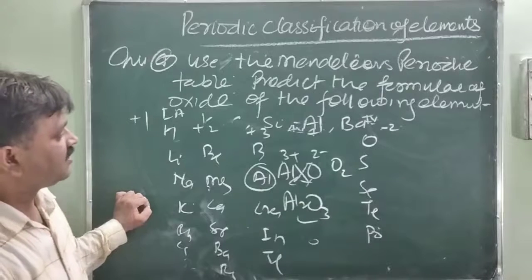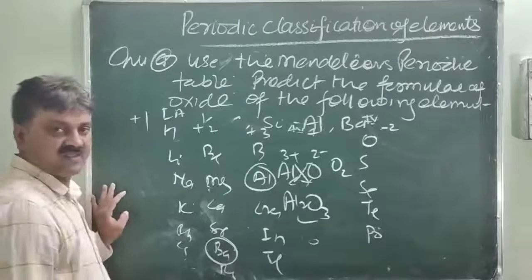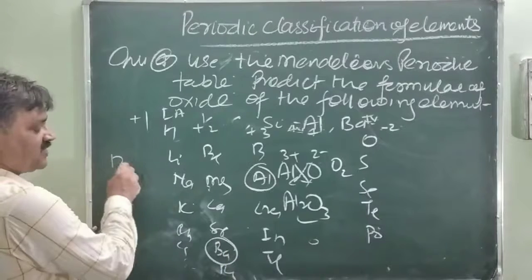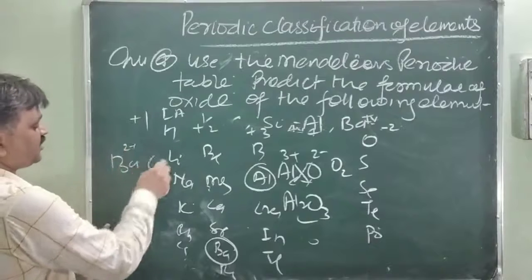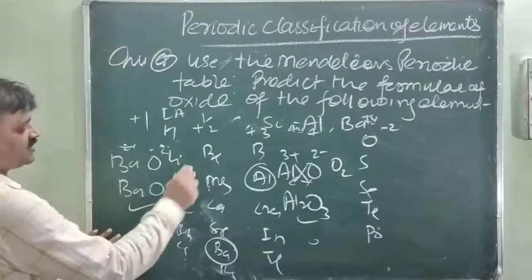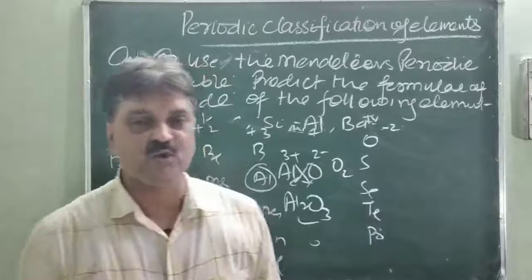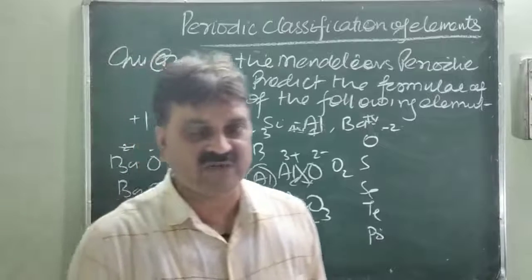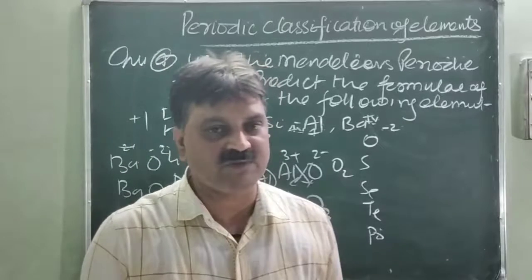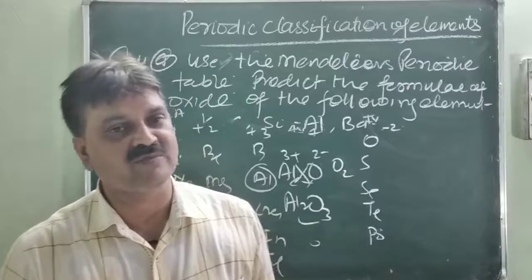Next one is barium. Barium is present in the 2nd group of elements, so it has valency +2 and oxygen also has -2, same. So this is BaO, barium oxide. Is it clear? Very easy. By knowing the periodic table, you can predict the formula of any kind of compound like oxide, sulfide, hydride, etc. Whatever you can make.